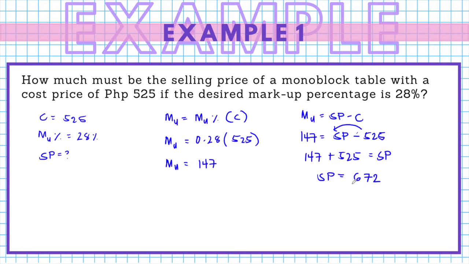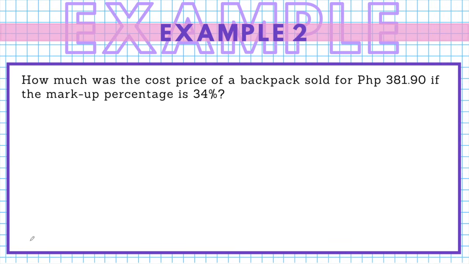Now that we have simplified this, we have gotten the selling price of our monoblock table, which is 672 pesos. For example number 2, how much was the cost price of a backpack sold for 381.90 pesos if the markup percentage is 34%? We are given the selling price, which is equal to 381.90 pesos, and the markup percentage, which is equal to 34%. And we are to find the cost price of the backpack sold.